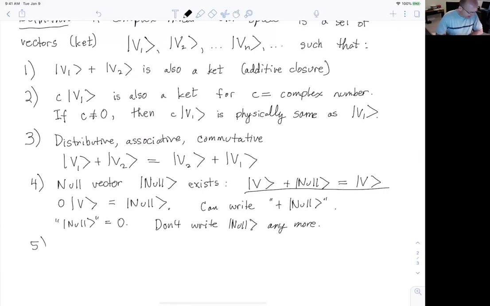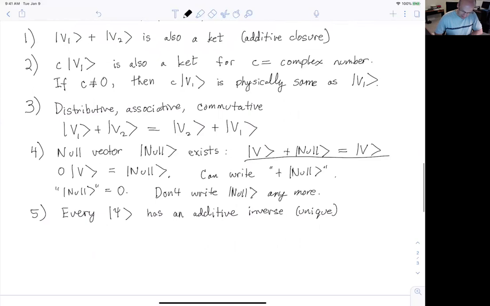Okay, and property five is that every vector, I'm going to just write psi here, Greek letter psi, just to be different, has an additive inverse. Which is unique. You don't have to worry about there being more than one of them. And so I'm going to violate my promise not to write null anymore.